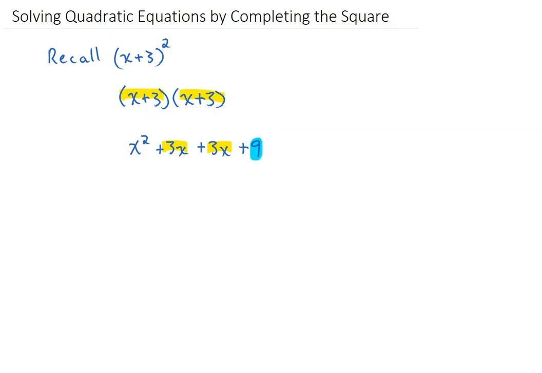It's also the case that this first term will always be the first guy times the first guy, so since those match, the first term will also be a perfect square. In this case, it'll just be x squared. And then once we get that multiplied out, we can combine our like terms in the middle, giving us x squared plus 6x plus 9.